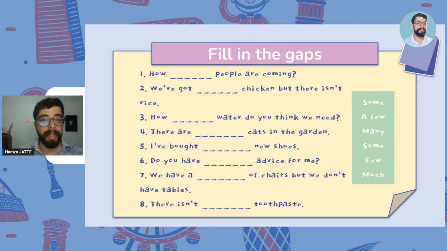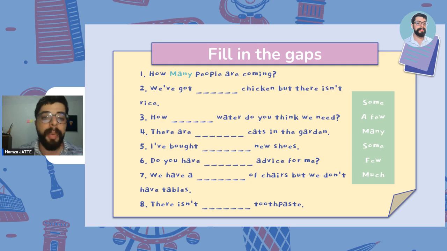People is a countable noun. We can count it. One person, two people, three people, etc. So we can't use, for example, much. We can't say how much people. So we need to say how many people are coming. Many and much, we use them with questions. Many, we use it with questions about countable nouns. Much, we use it with questions about uncountable nouns.